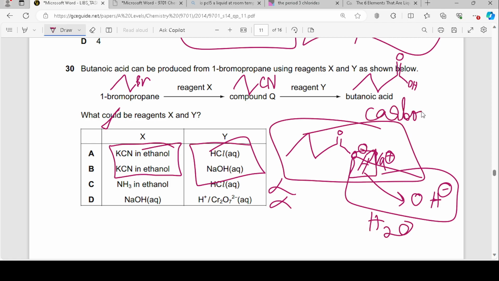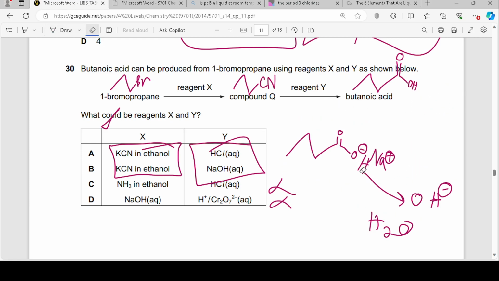And so your product would actually be a carboxylate ion, right? Why am I forgetting the terminologies? A carboxylate anion rather than a carboxylic acid. That's the problem with base hydrolysis.